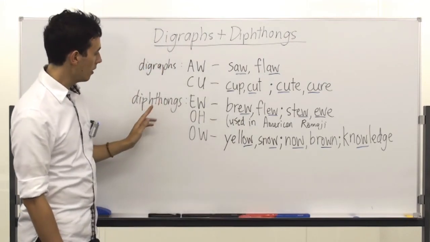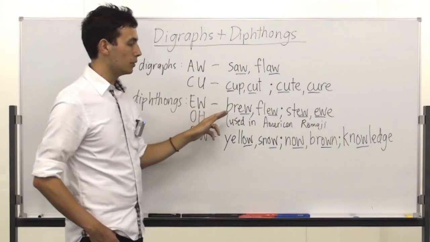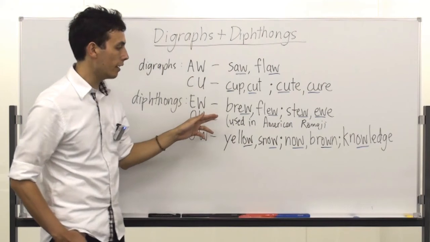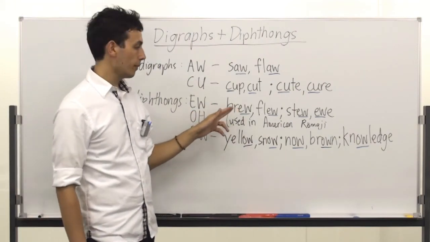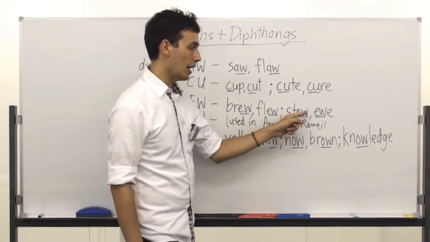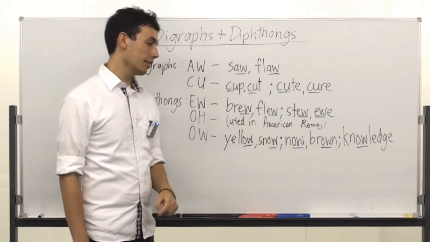Something to be careful of with some diphthongs here, we have EW, which creates an oo sound, or in this case, U. So first we have brew, flew, and then over here we have stew and U. And no, I didn't write that because I'm from New Zealand.